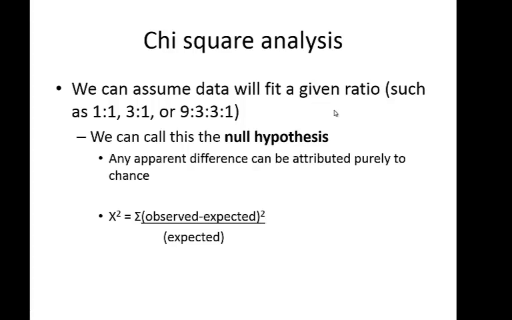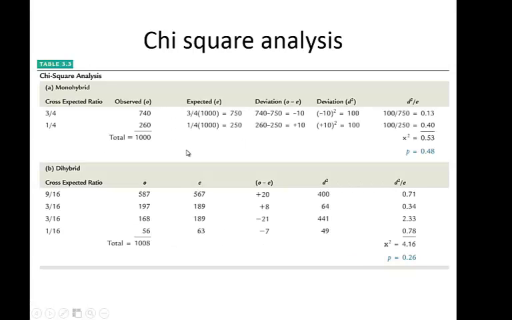And what we can say is any difference that we see is attributed purely to chance, and the formula for this, chi-squared equals the sum of the difference between the observed result minus the expected result squared over the expected result. Okay, so what we're really looking at here is how much do our results differ from what would be expected. Okay, so let's do an example here.